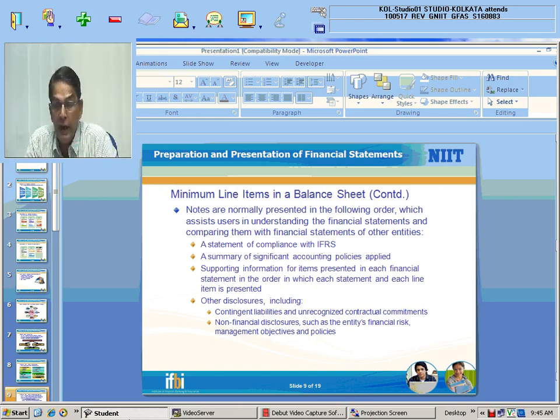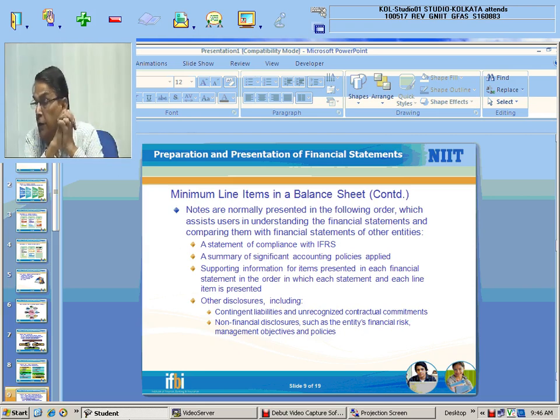Then supporting information for items presented in each financial statement like SOPL, OCI, SOCIE, etc., in the order in which each statement and each line item is presented in the statement. Additional supporting information for items presented in each financial statement will be presented in the order in which the statements have been presented, and secondly, each line item in the statement. Then there will be other disclosures including contingent liabilities and unrecognized contractual commitments, and non-financial disclosures such as the entity's financial risk management objectives and policies. That is how notes to financial statements should be presented.